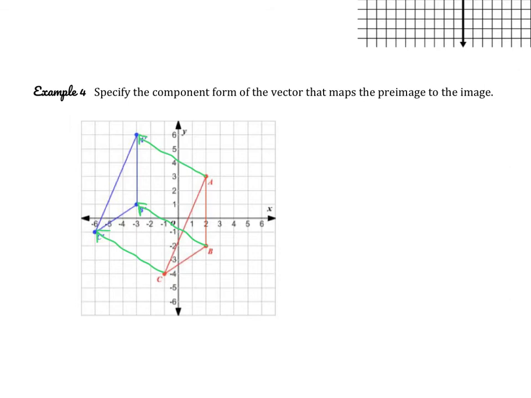So that's the vector. So the component form, remember, is just the horizontal movement and the vertical movement from initial to terminal. So I can see that I move 1, 2, 3, 4, 5 to the left, giving me -5. And then I moved 1, 2, 3, up 3. So my component form is <-5, 3>. And remember, we always write this with little pointy parentheses.